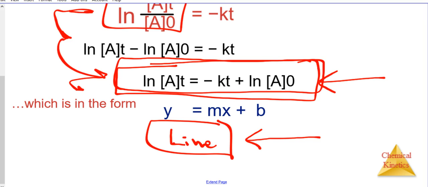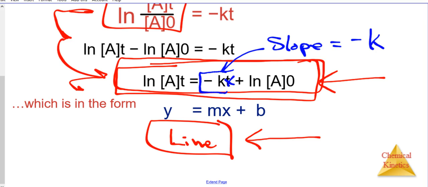If it's an equation that forms a line, then there are parts of it that can tell me things about the line, or more specifically, if I can plot the line and find some data, it will tell me parts of the chemistry. For instance, what is m in y equals mx plus b? The slope of the line. All right. T is your x, so the slope is equal to negative k. You see that?